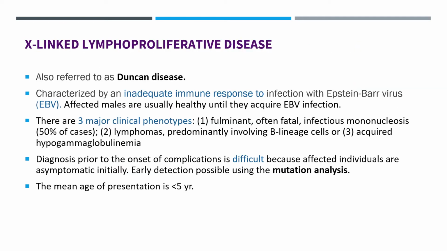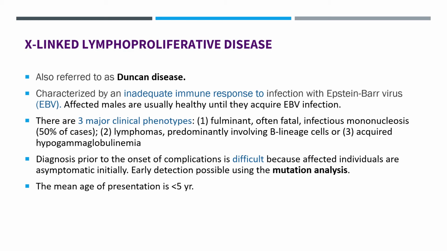For this, now the X-linked lymphoproliferative disease. The other name is Duncan disease. It is characterized by inadequate immune response to infection with EBV. So when the EBV comes to this patient, he will deteriorate fast, and really he will deteriorate too much. Affected males are usually healthy until they acquire EBV infection.